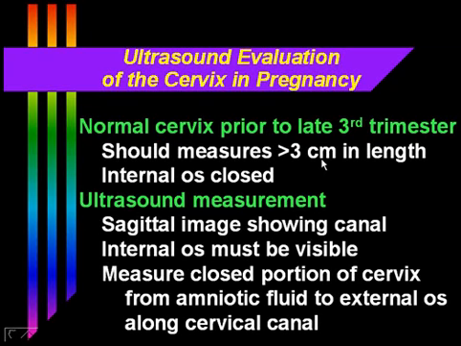When evaluating the cervix in pregnancy, it's important to see the entire length of the cervix, including the internal os. The normal cervix prior to the third trimester should measure more than 3 centimeters, and the internal cervical os should be closed. We measure the length of the cervix on a sagittal view that shows the cervical canal. The internal os, as I said, must be visible, and we measure the closed portion of the cervix from the amniotic fluid to the external os along the cervical canal.